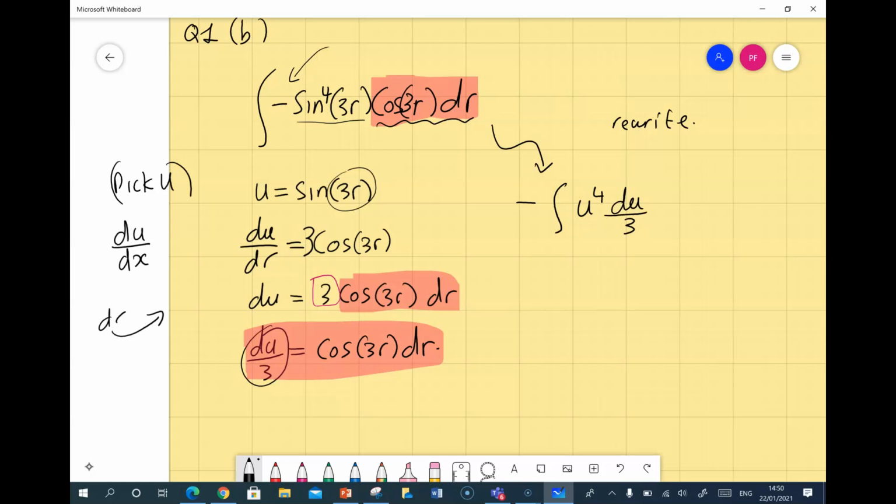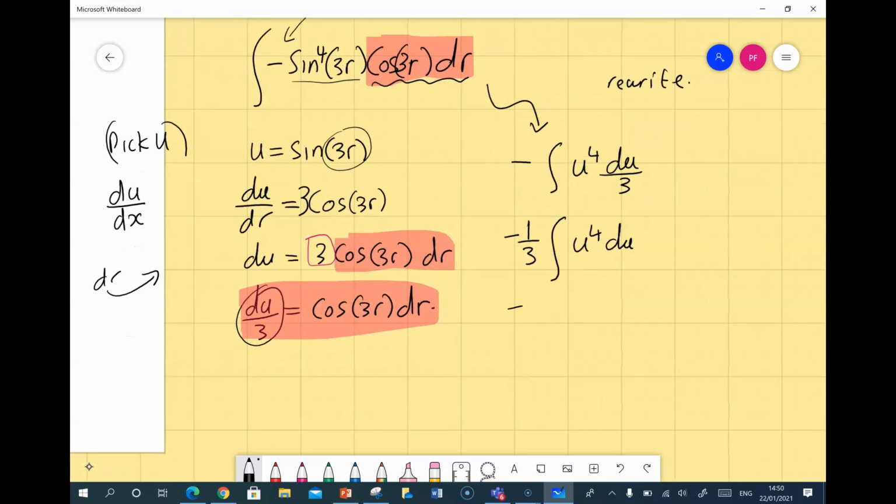Now I can leave the 3 in there, that's fine, but when I have something dividing everything inside, I just like to bring it out. Now remember, dividing by the 3, if I'm bringing that outside, that's the same as saying 1/3. So dividing by 3 is the same as multiplying by 1/3. Dividing by 2 is the same as multiplying by a half, for example. So I've got u to the power of 4 du. And now I'm ready to integrate. So I've got minus 1/3, and now we have our integral.